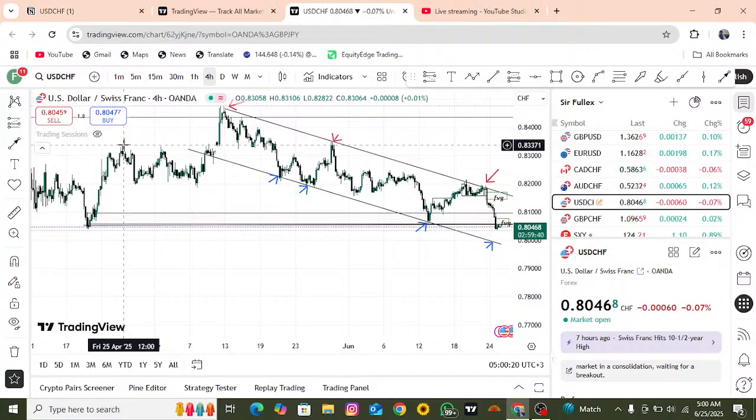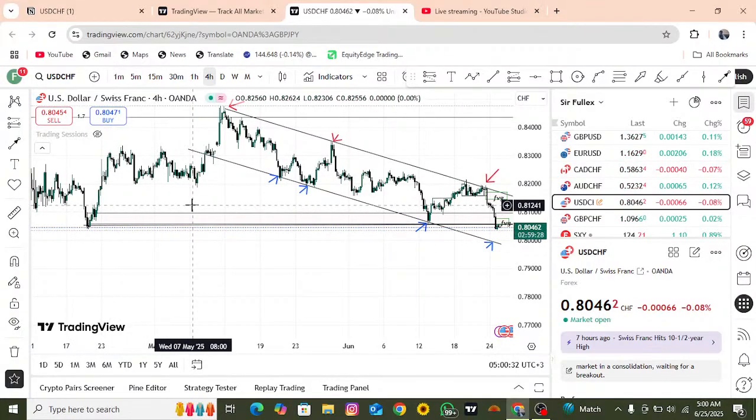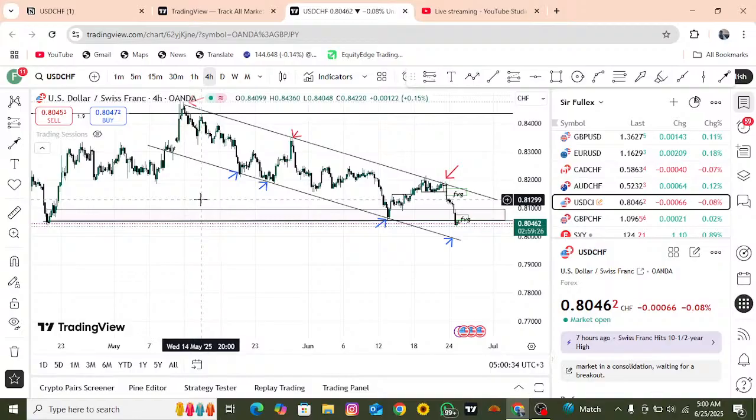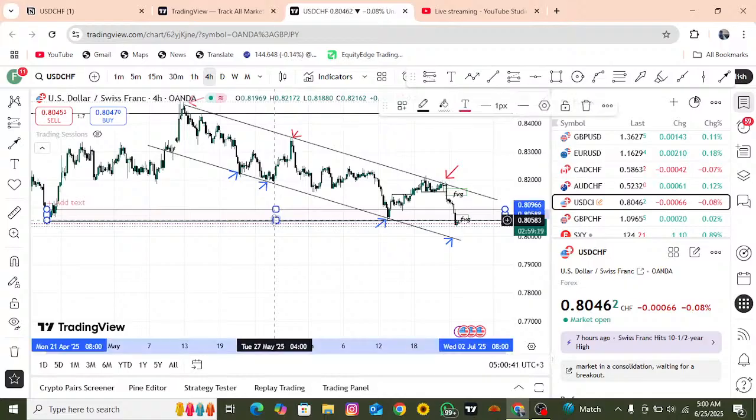I think it was more of a retracement back to the order block, like that. And this is where we are. So we're just trading in this order block, and in the order block, anything can happen, right?